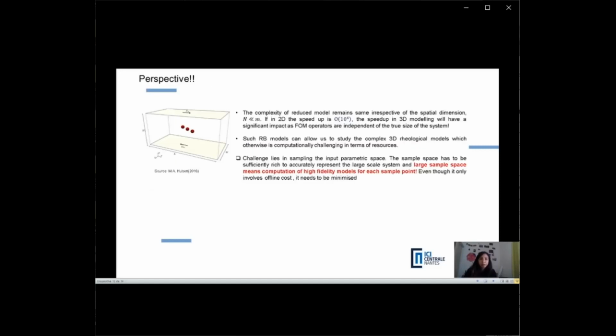We have some perspectives. If in 2D the speedup is 10 to the power 4, the speedup in 3D will have a significant impact because the complexity of RB models remains the same irrespective of the spatial dimension. So such models allow us to study complex 3D rheological models, which otherwise are computationally challenging. The only challenge right now is in sampling the input parametric space. The sample space has to be large, which means we need to compute high fidelity models for each sample point. So even if it only involves offline cost, it still needs to be minimized, which is our next objective.